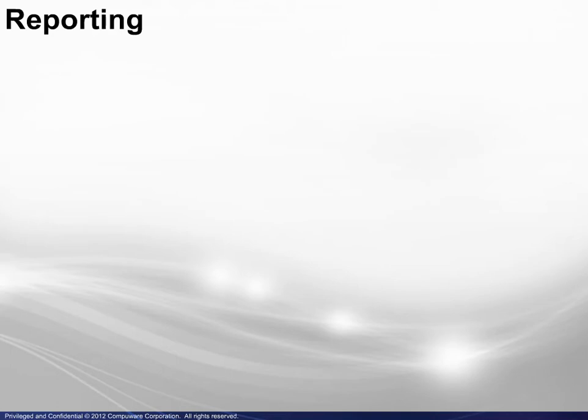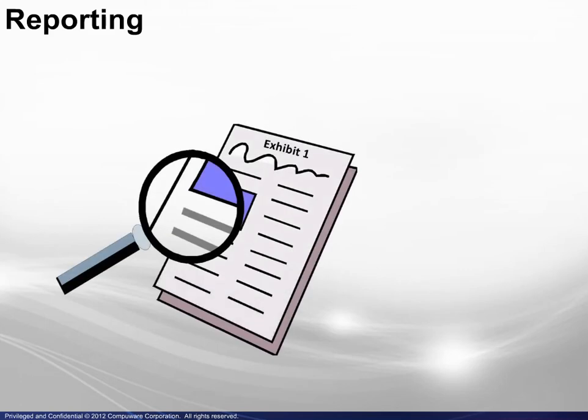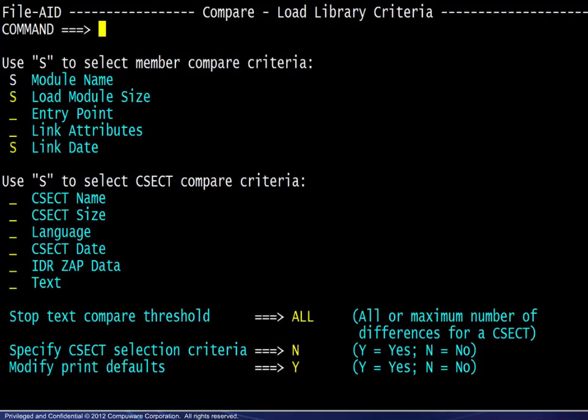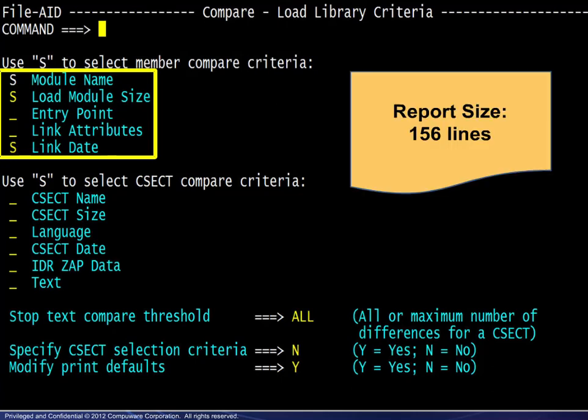This load library compare has been run 2 times using different reporting options. We will briefly examine portions of the detail reports. The complete reports may be downloaded. Begin by clicking on the Attachments tab. The first compare was run with only 3 options enabled. The complete report is only 156 lines.